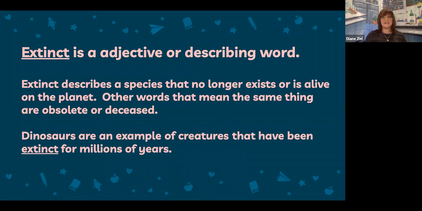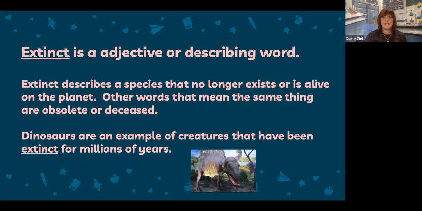Extinct. Extinct is an adjective or a describing word. Extinct describes a species that no longer exists or is alive on the planet. Other words that mean the same thing are obsolete or deceased. Dinosaurs are an example of creatures that have been extinct for millions of years. Dinosaurs can no longer live on the planet because, for whatever reason, the environment can no longer sustain their life. Therefore, they are described as extinct.